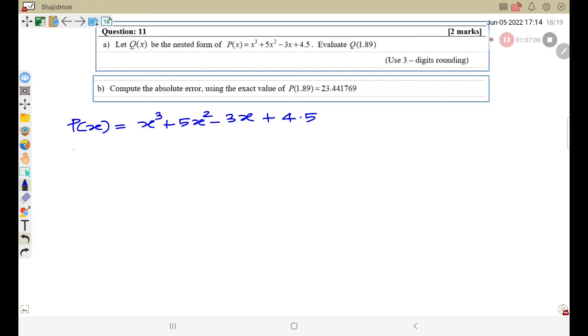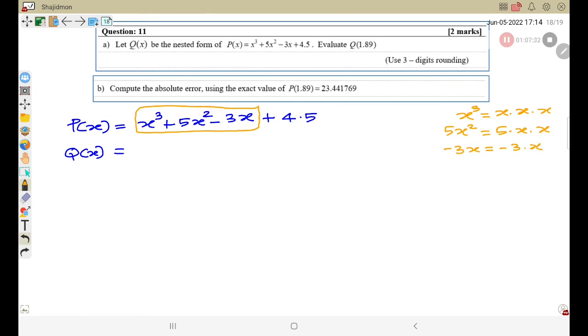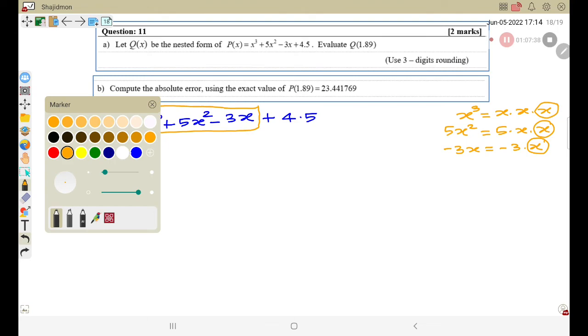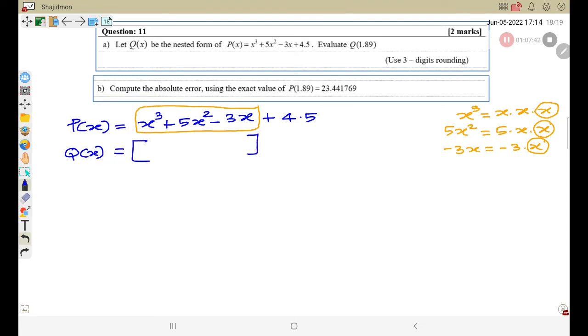So first we are writing the nested form q of x, correct? You remember what we did: from the first 3 terms take one x common, because x power 3 means x multiply x multiply x, correct? 5x power 2 means 5 multiply x multiply x. Minus 3x means minus 3 multiply x. So from all these 3 terms, one x we can take out like this. So what is the balance? I have taken x out here. The balance is x power 2 plus 5x, then minus 3, plus 4.5, same.